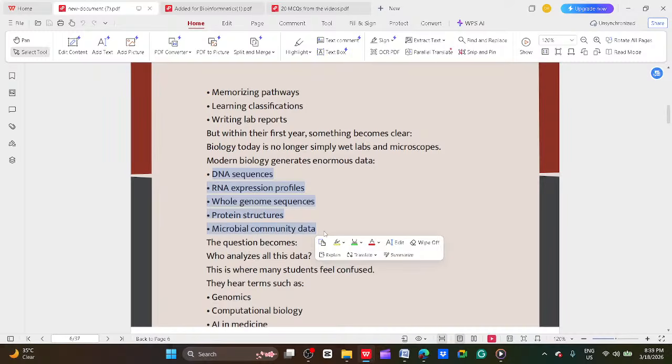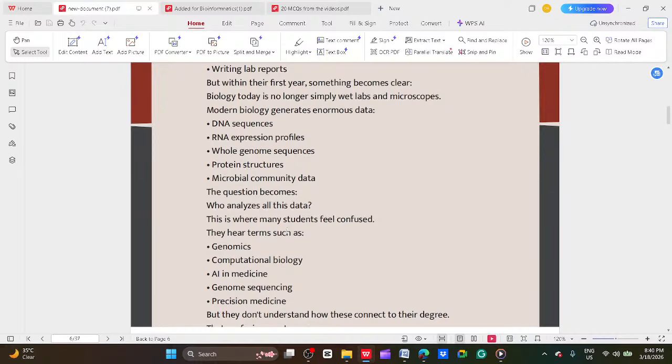So in this modern biology, you should be able to work with DNA. You should be able to analyze data that is coming from DNA, RNA, whole genome sequencing, protein structures, microbial community, because when you understand all this, you are already speaking the language of biology.